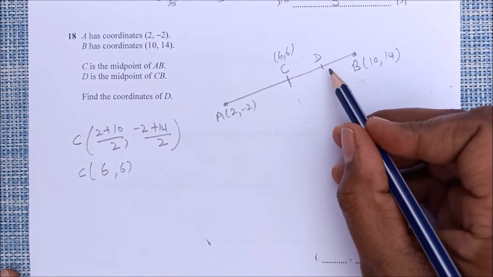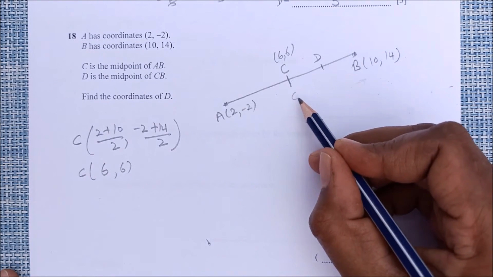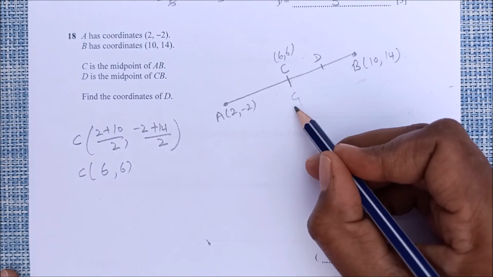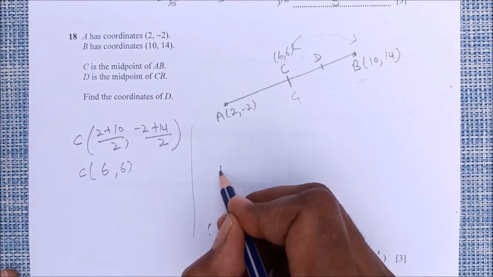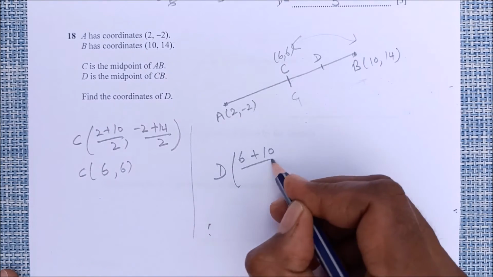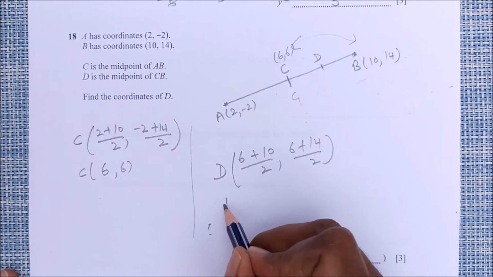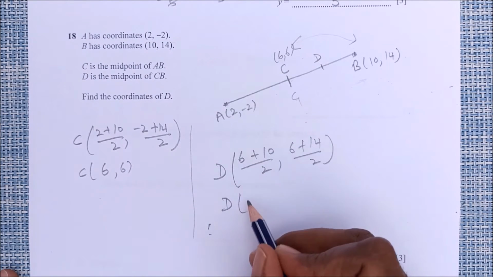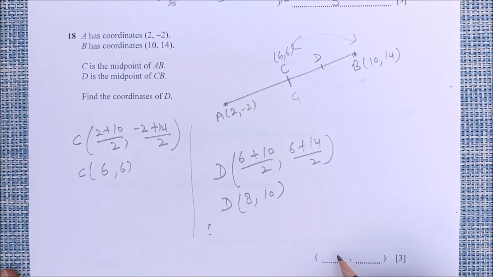Now D is the midpoint of C and B. So this is our C, B. We are now taking the midpoint of this and this coordinate. So D will be 6 plus 10 over 2, 6 plus 14 over 2. So D is 16 over 2, which is 8, and 20 over 2, 10. So in the answer column we'll write down here 8 and here 10.